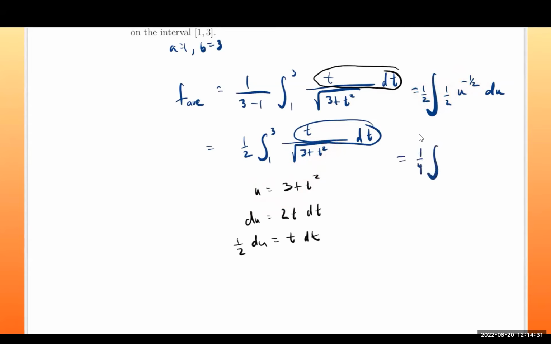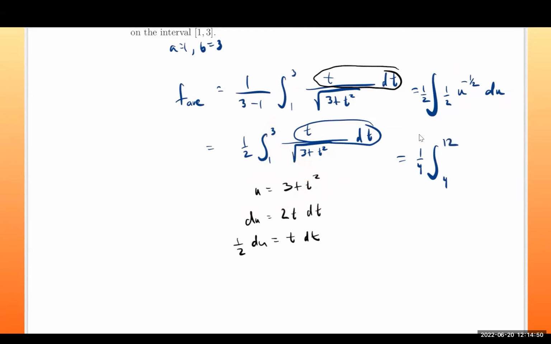And then the new limits, because I did a u substitution, that means I have to change my limits of integration. So I substitute 1 into t. That's going to be 4 for my lower limit. Then I substitute 3 into t. That's going to be 3 squared, 9, plus 3 is 12.